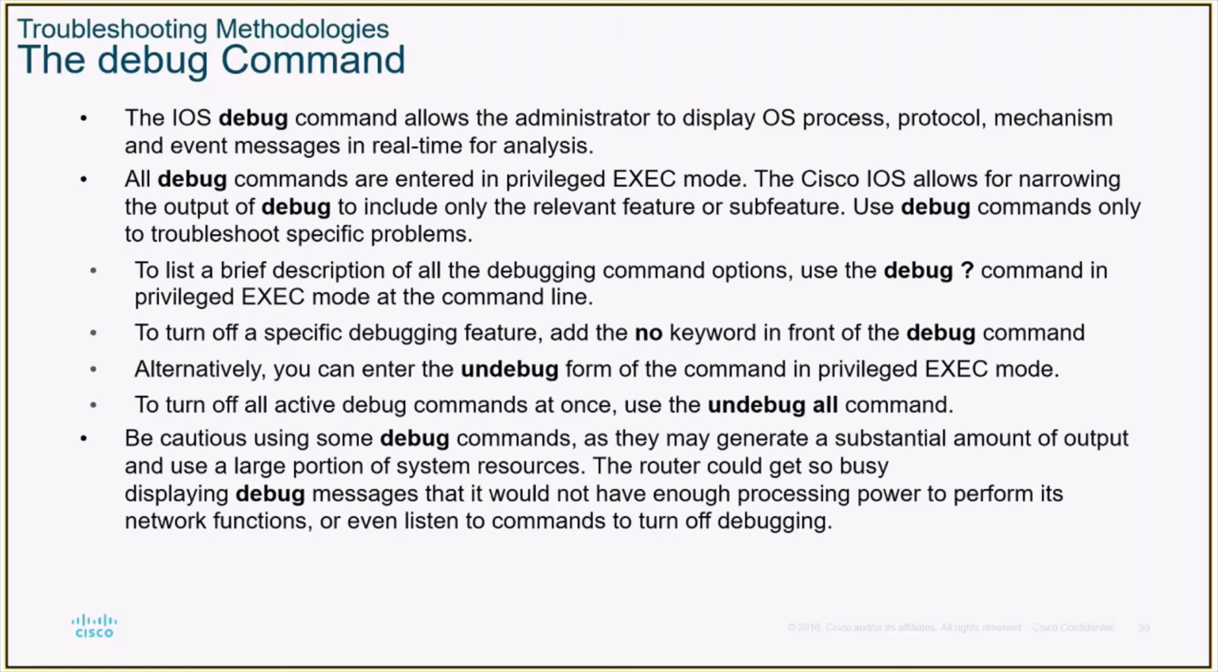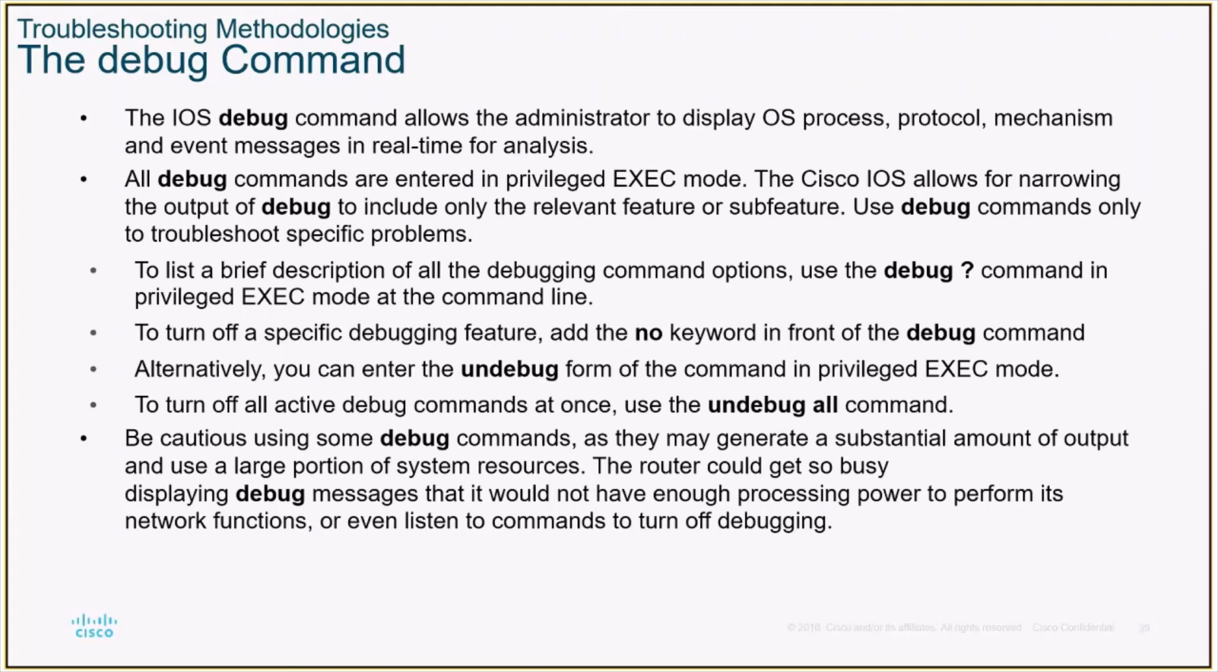So to list a brief description of all of the debugging options, you can do debug question mark. It's going to be a lot of options. Now on Packet Tracer, there's only so many debugging ones implemented, but on a real device, there's going to be a lot of debug options. To turn off a specific debugging feature, you can do the no debug command. There is also the undebug command as well, and that will turn it off as well.